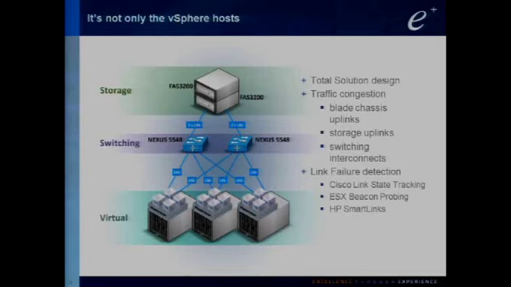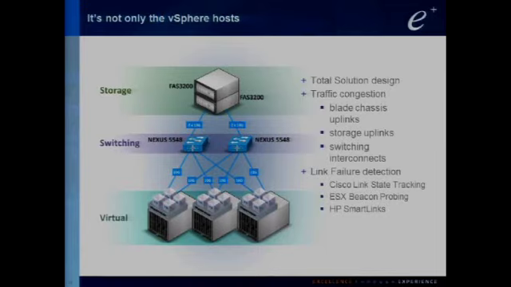Another thing I want to point out here is not being all about ESX. You do need to think about your traffic and node failure detection. So if you lose a switch or a port, you need to think about how my virtual machine traffic is going to fail over. In most cases with Cisco, you'd leverage the link state tracking functionality I'll show you. In ESX, you have beacon probing, so you can turn on beacon probing.